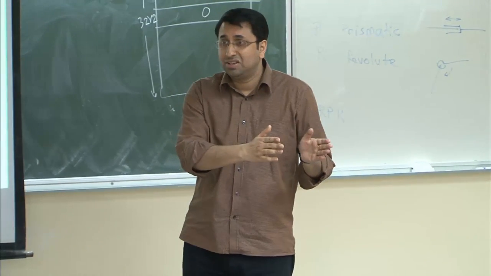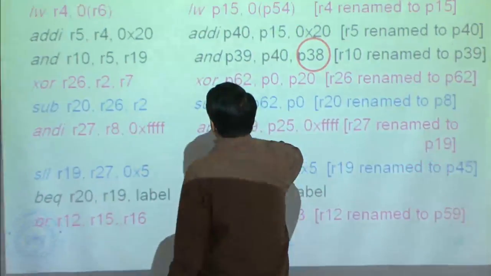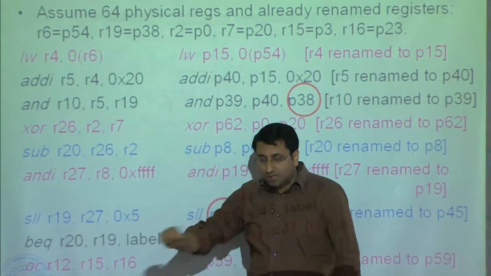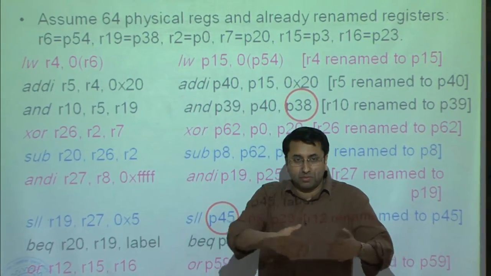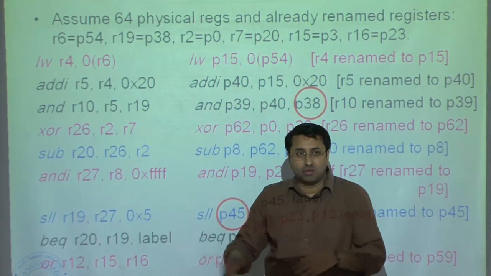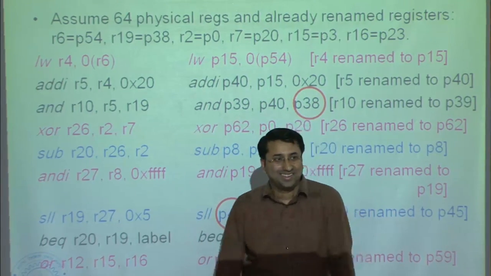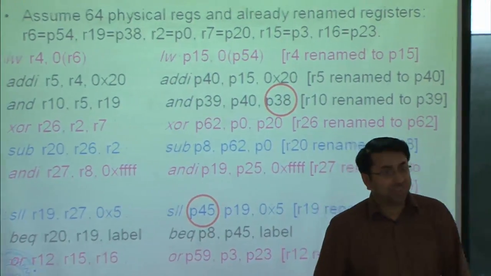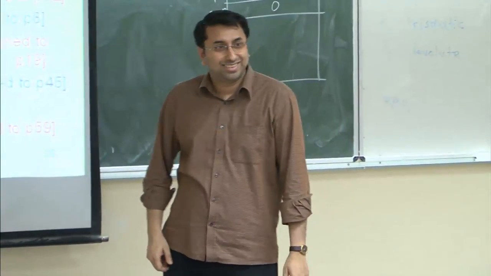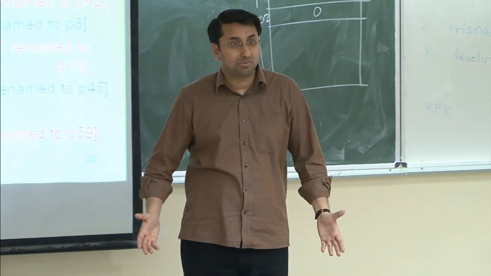Does everybody see? What he's suggesting is that when this instruction issues, it will broadcast P15. So all the instructions waiting in the issue queue will compare, and you know which instructions are waiting for P15. And when all of them have committed, you can free it. But how do you know there will not be any further need for P15? There may be some instruction which is not yet fetched, which may require R4, right?